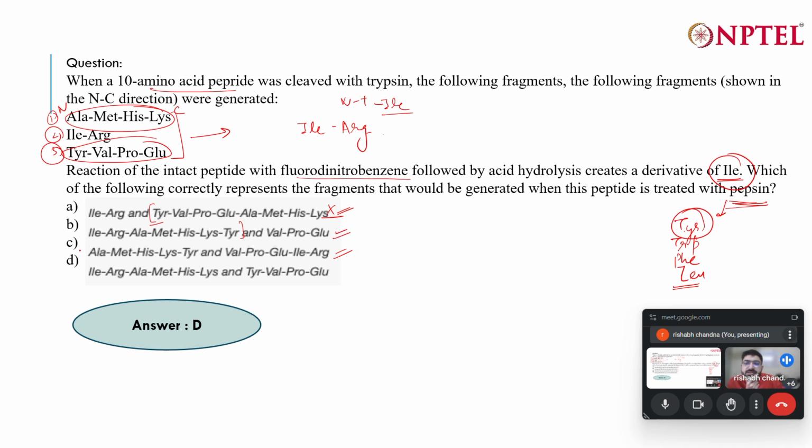Then, because in this case alanine is the N-terminal amino acid, this is already false because isoleucine is the N-terminal amino acid as given by the first statement. Then isoleucine, arginine, alanine, methionine, histidine, and lysine, followed by tyrosine, valine, proline, and glutamate. No, this is also not the correct answer because this is cleaved by the N terminal, and pepsin cleaves at the C terminal of the amino acid. So the correct answer is option number B, not D. Okay, is the explanation correct?